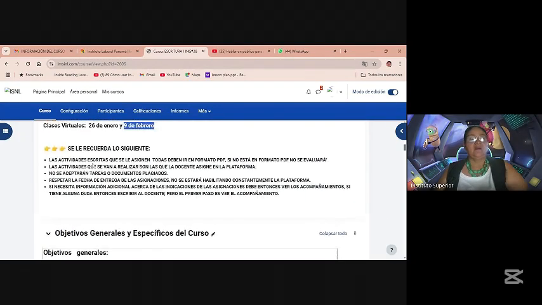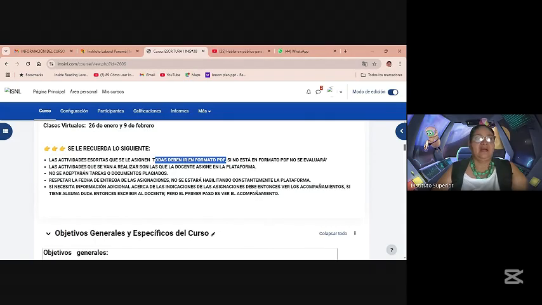Here we have something important. I'm going to read this. It is necessary here. All the activities have to be in PDF format. Remember, this is writing. And another thing, try to use a size of letter that is easy to check and a type of letter easy to check. But the most important is all the activities should be in PDF.